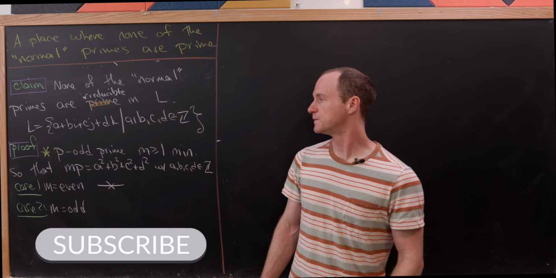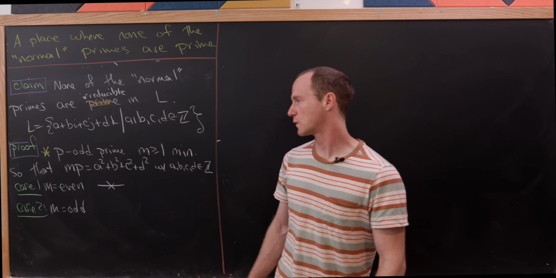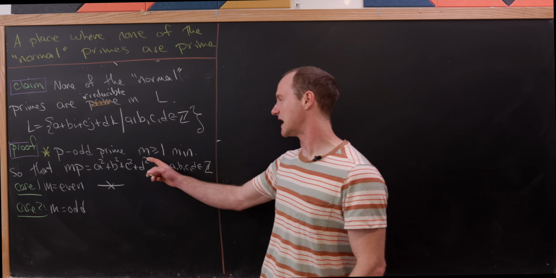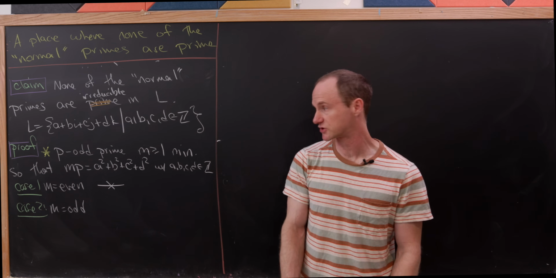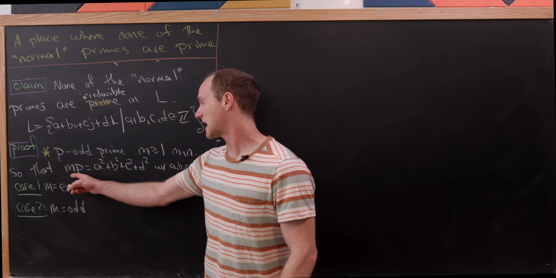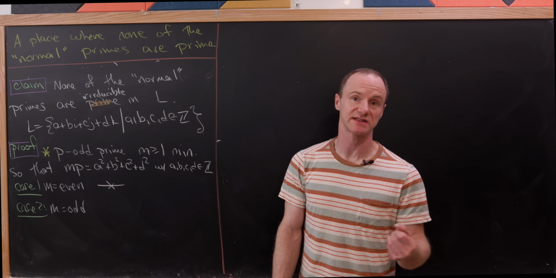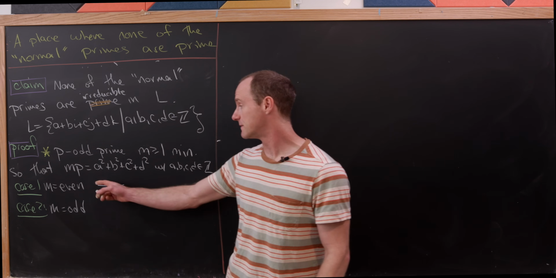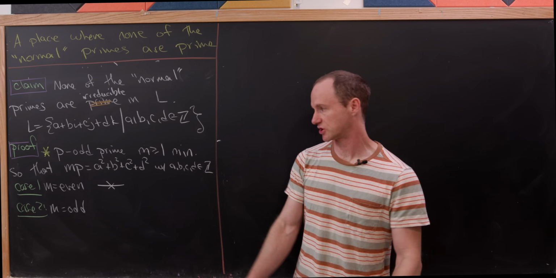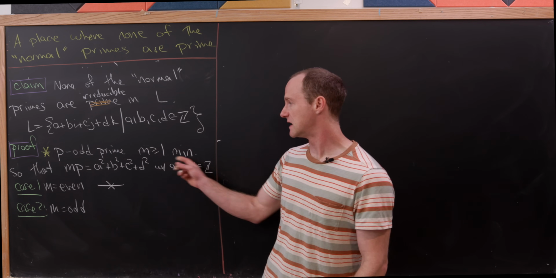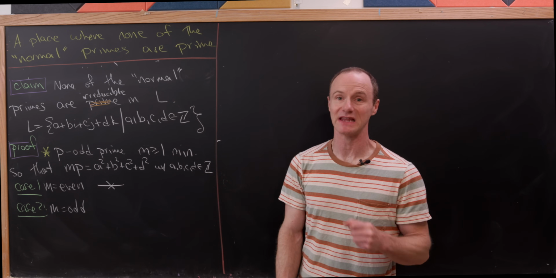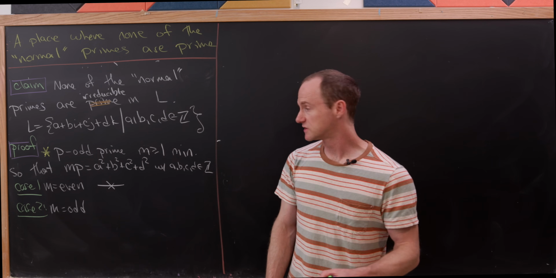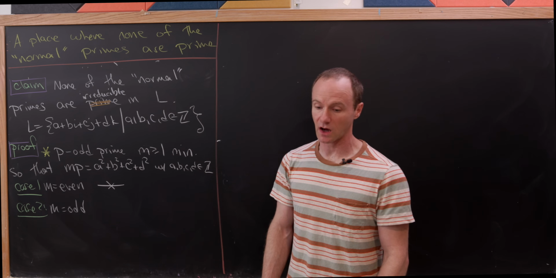Okay, so what have we done so far? Well, we took p to be an odd prime and m to be the smallest natural number so that m times p could be expressed as the sum of 4 squares. Then, in the case that m is even, we reached a contradiction, which means that this minimum value of m cannot be an even number. Now let's look at the case when m is odd.